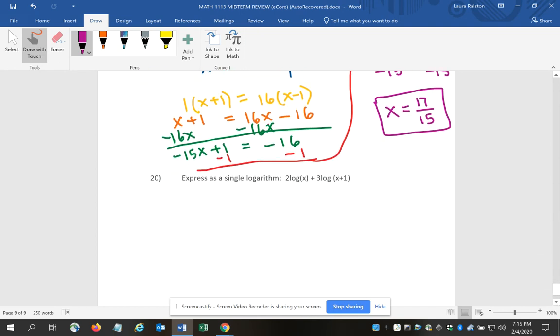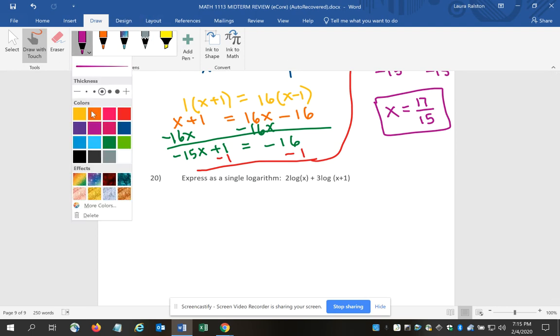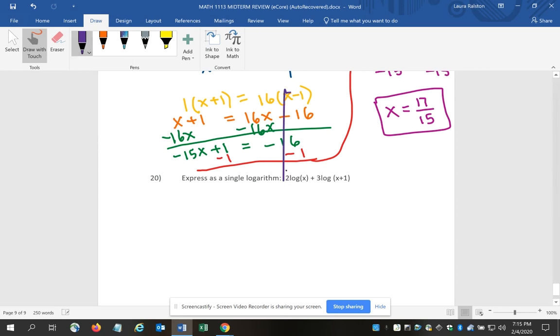And one more. Number 20 gives you a logarithmic expression, and they want you to write it as a single logarithm using the properties of logarithms, which are given to you on the formula sheet for the pre-calculus midterm. Again, the first thing I notice is that I have these coefficients in front of the logs, and so, using the power rule, they go back up. So we would have log of x squared plus log of the quantity x plus 1 raised to the third.